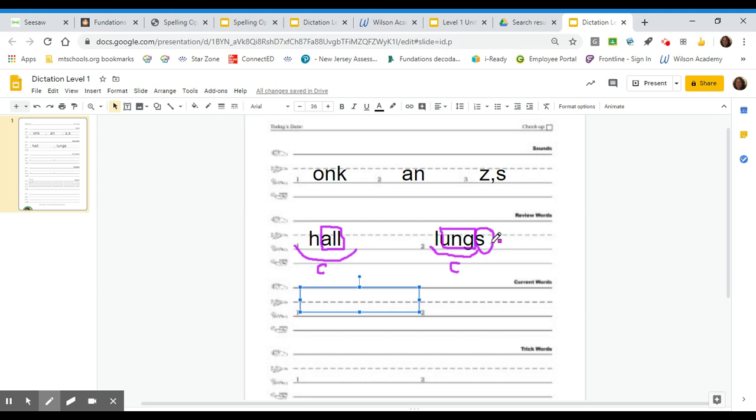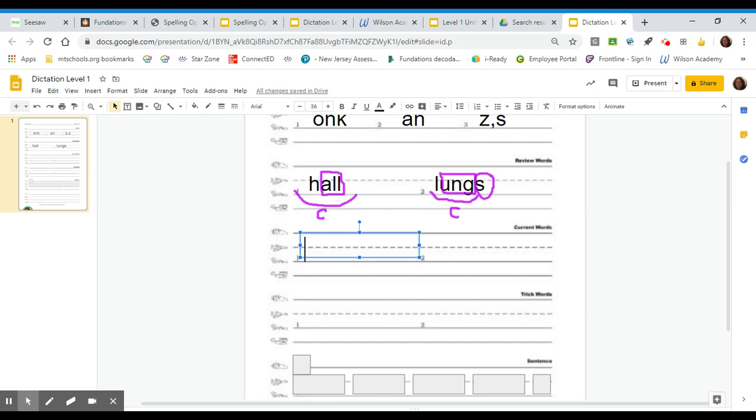You can box your glued sound. Of course, you begin with that scoop or underline of the base word and circling that suffix. And we do know that it is a closed syllable, so you can mark it with a C. Now we will move on to our current words. Current words. Number 1, be my echo.